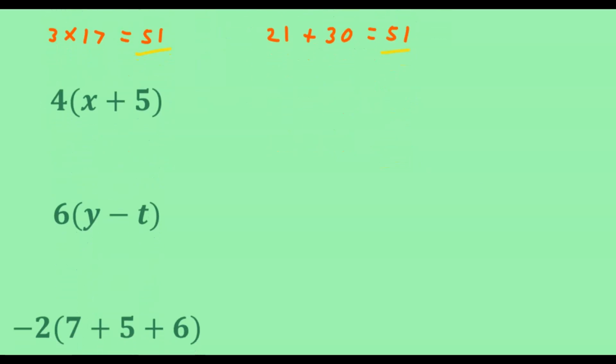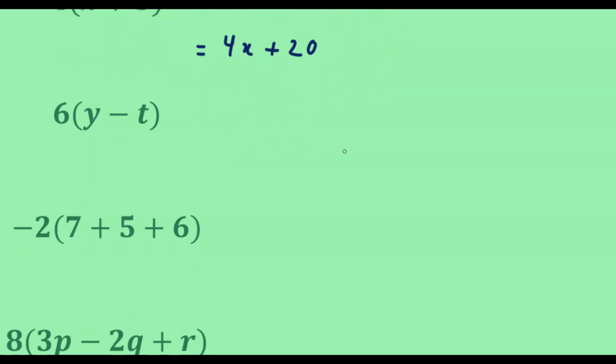Let us consider the next one. We need to distribute the factor 4 to the terms inside the parentheses. So we have 4 times x plus 4 times 5. Now 4 times x is simply 4x, and 4 times 5 is 20. So we have 4x plus 20.